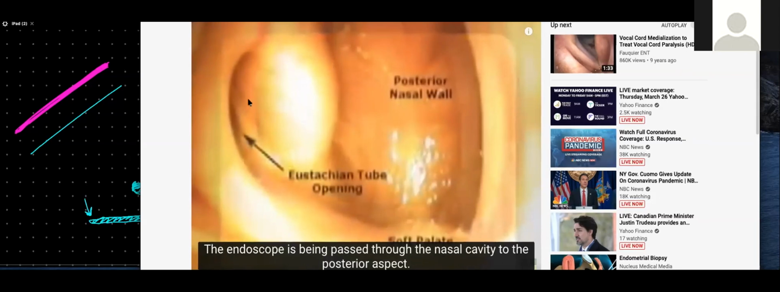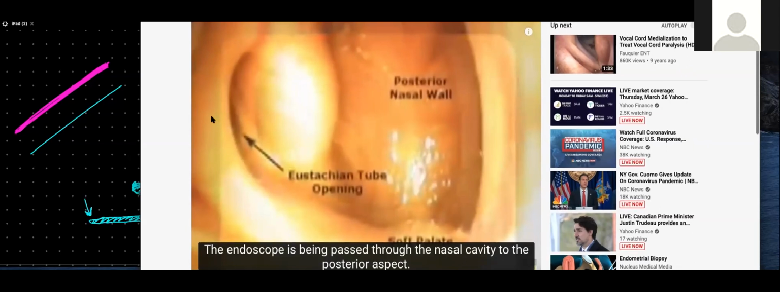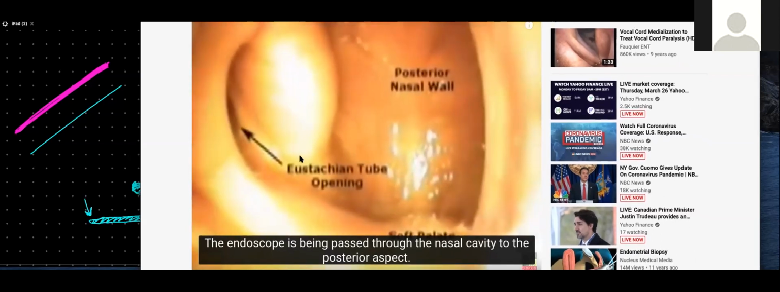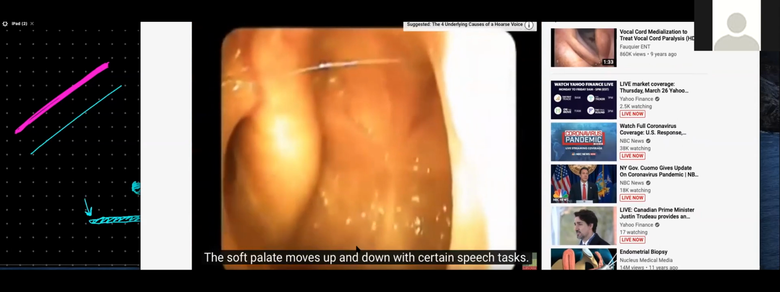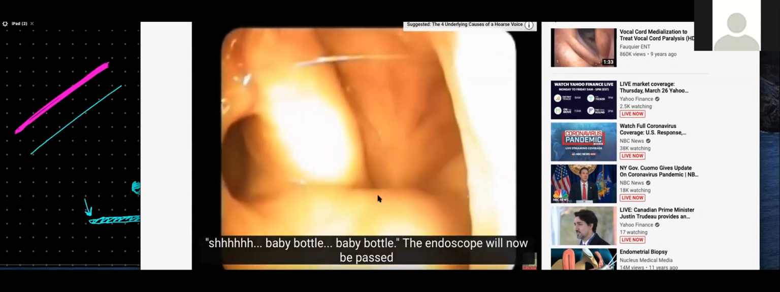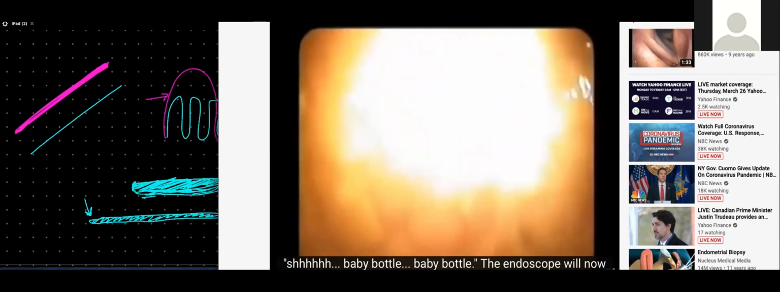And on the side, if you remember, we've got the opening of a tube that connects the nasopharynx to my middle ear. And this is going to be the pharyngotympanic tube or the eustachian tube opening. And underneath me is the soft palate. We will ask the patient to swallow in order to allow the endoscope to pass inside.